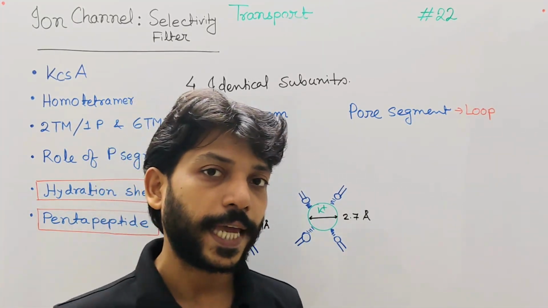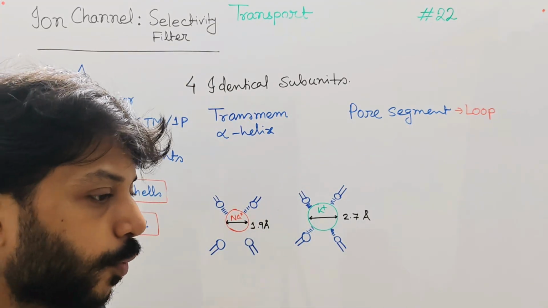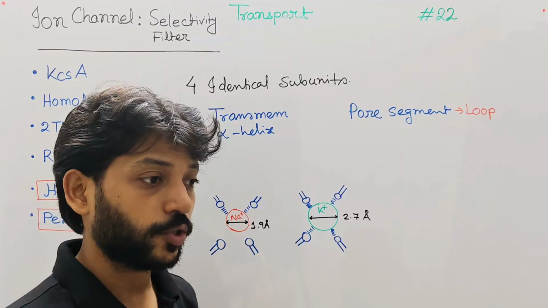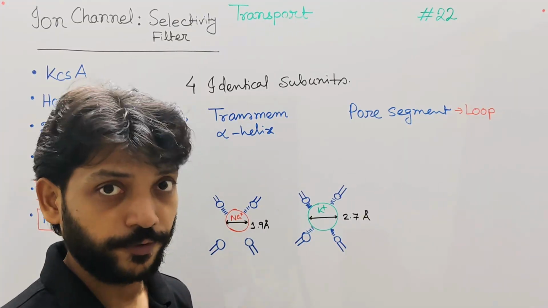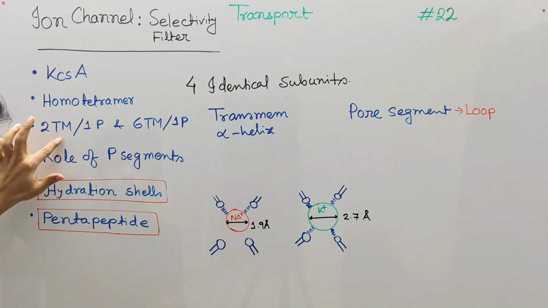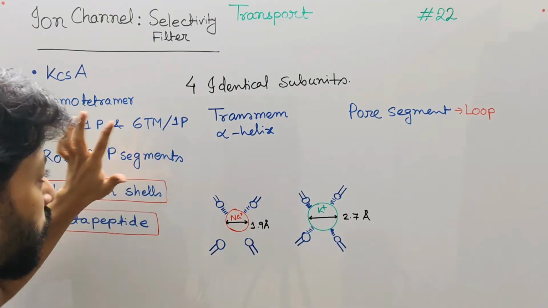Now, each subunit can be divided into 2 categories. Why am I mentioning the structure? Because to understand ion selectivity, the structure of the ion channel should be learned first. So each subunit can be categorized into 2: one is called 2Tm 1P and the other 6Tm 1P.